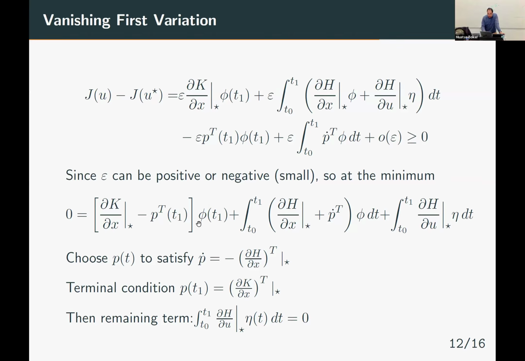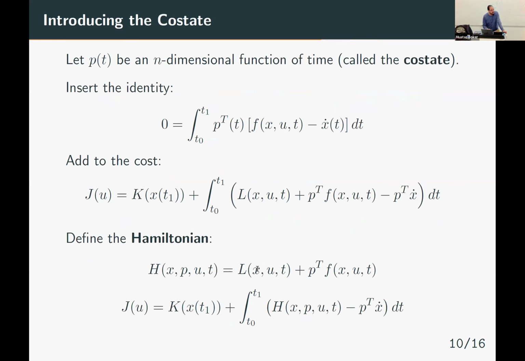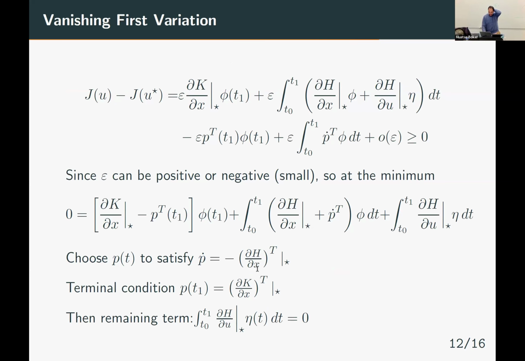So first, choose P to satisfy P dot is equal to minus the partial derivative of the Hamiltonian with respect to X at the optimal point. Why? Because of the definition of the Hamiltonian. Look at the definition of the Hamiltonian.